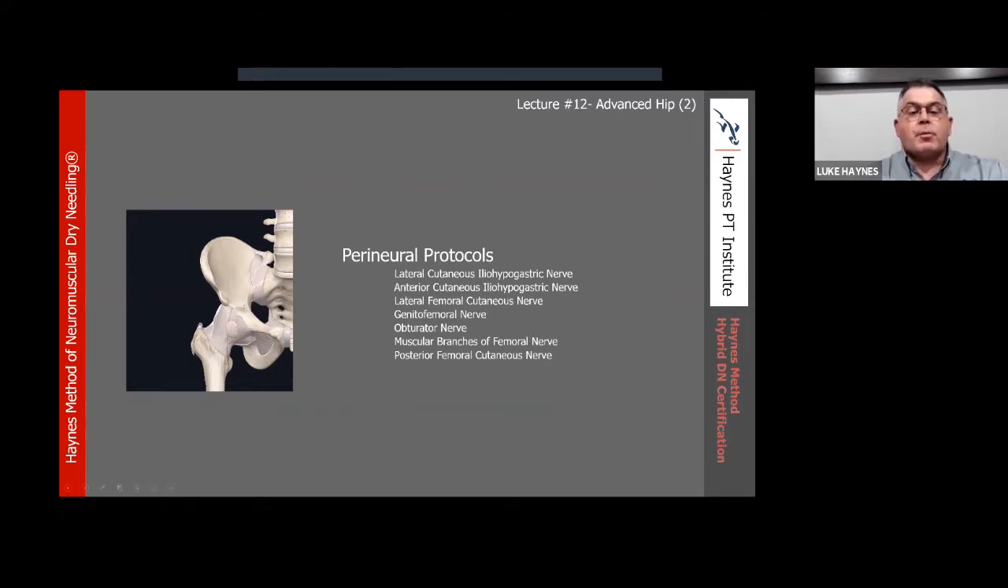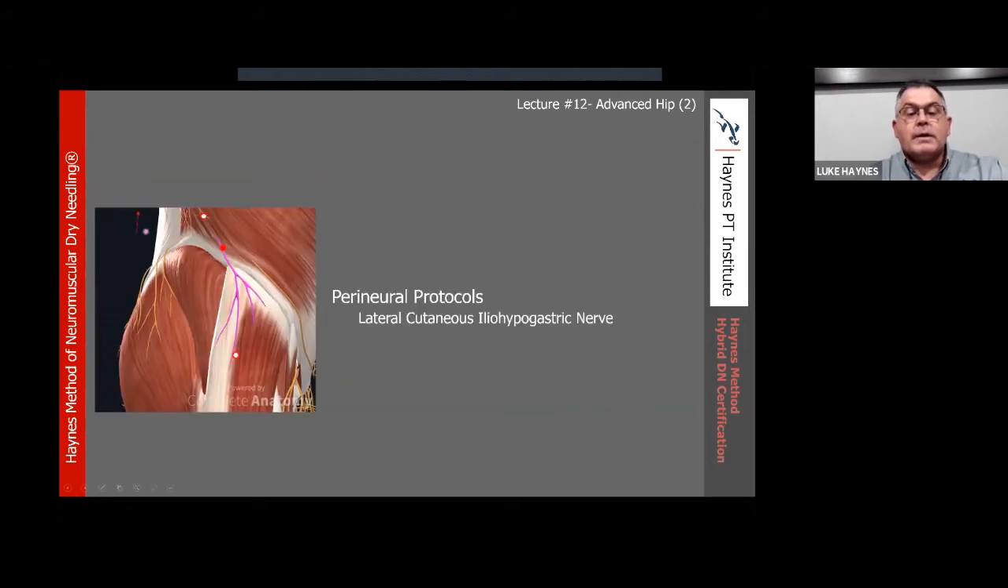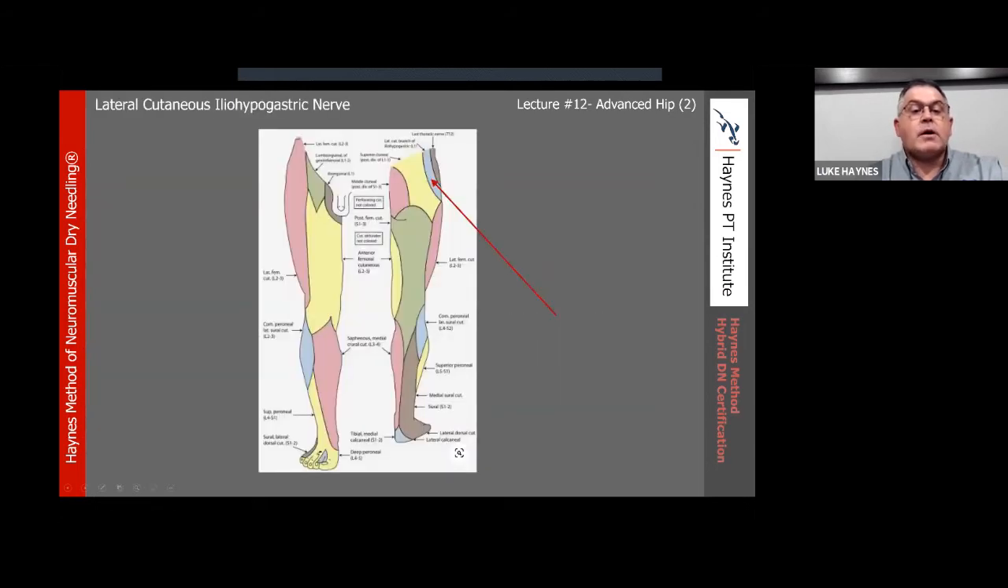So let's start with the perineural protocols. Getting into the lower extremity, you're going to find a lot of repetition, especially as we get into the diagnosis-specific protocols. One of the reasons I create a lot of flashcards, if you will, on the app is so that we can keep it all straight. Again, a lot of different things happening in a small space, and there's a lot of overlap. But let's start perineural with our lateral cutaneous iliohypogastric nerve.